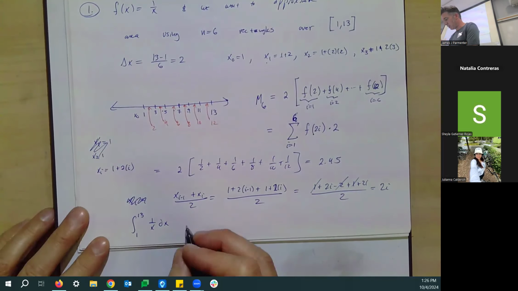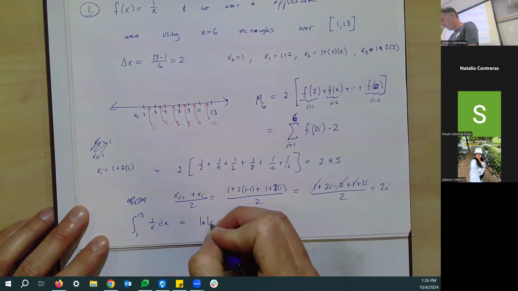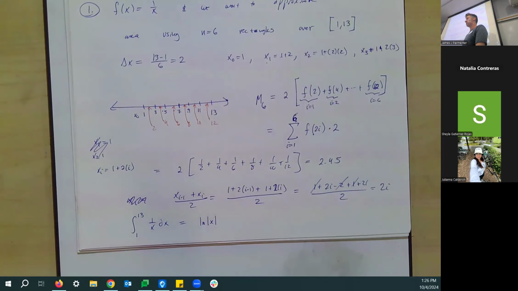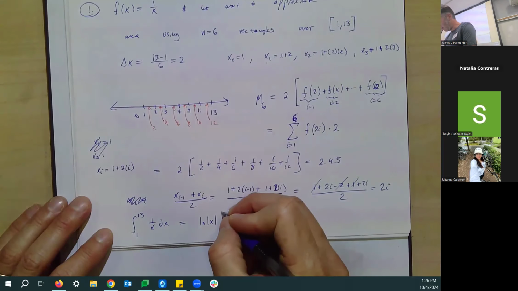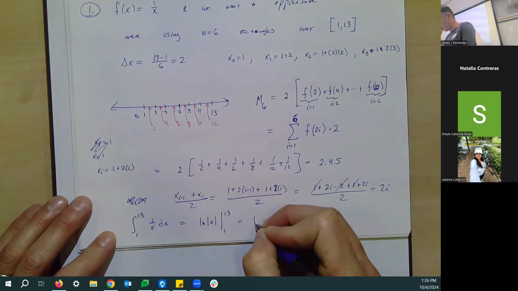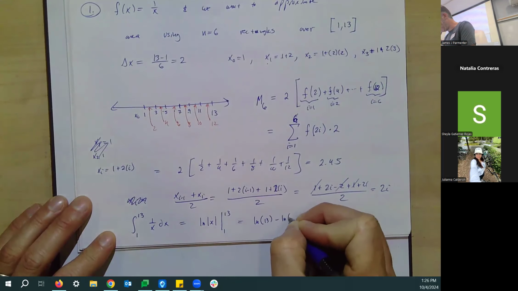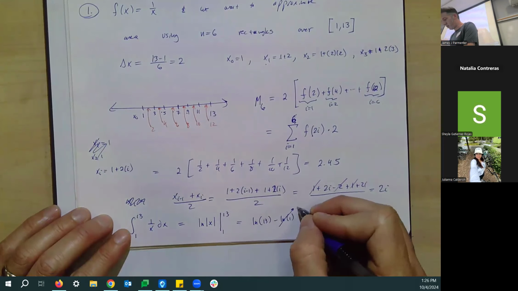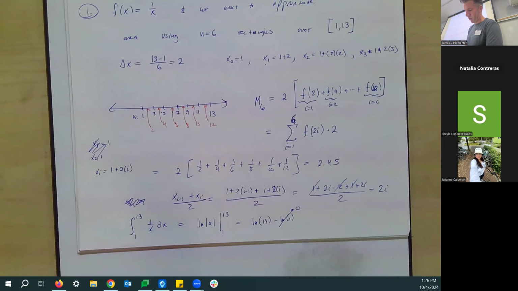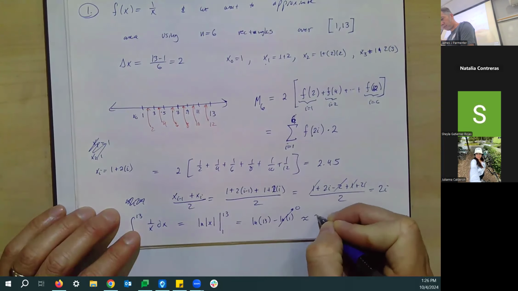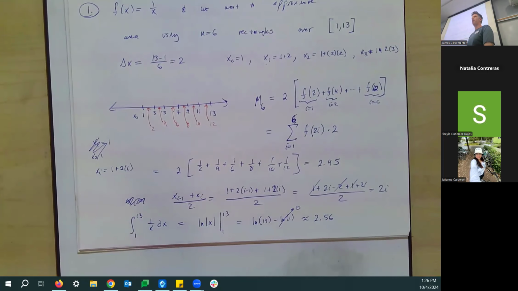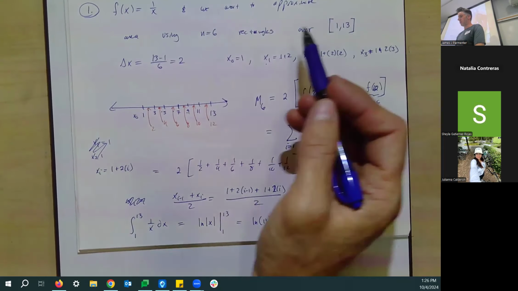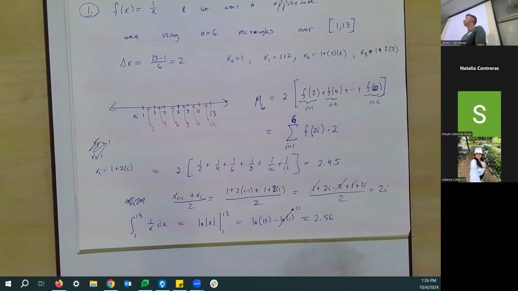So if we were to calculate this, it would be the natural log of the absolute value of x, the antiderivative of 1 over x, which again, I know we'll come back to this, I promise, evaluated from 1 to 13. That's going to be the natural log of 13 minus the natural log of 1. Notice I dropped the absolute value there because the absolute value of 13 is 13 and the absolute value of 1 is 1. The natural log of 1 is always 0. So you end up just getting the natural log of 13, which I'm hoping is close to 2.45. And it's 2.56. That's close enough. So yeah, a pretty good approximation using 6 subintervals for this integral.